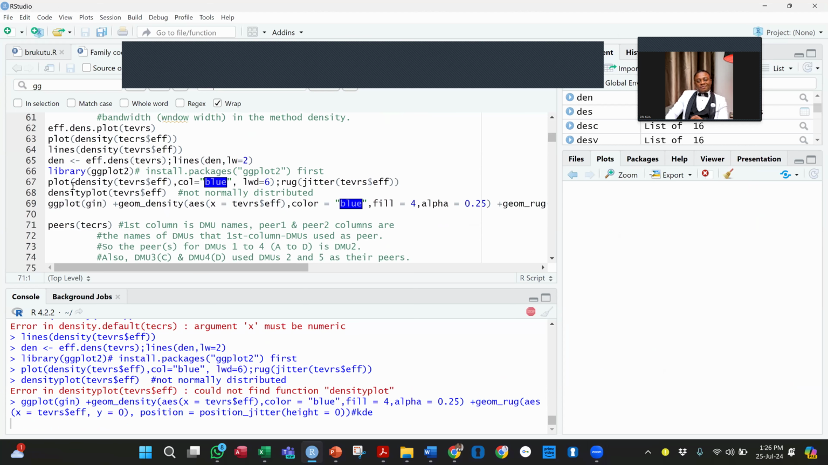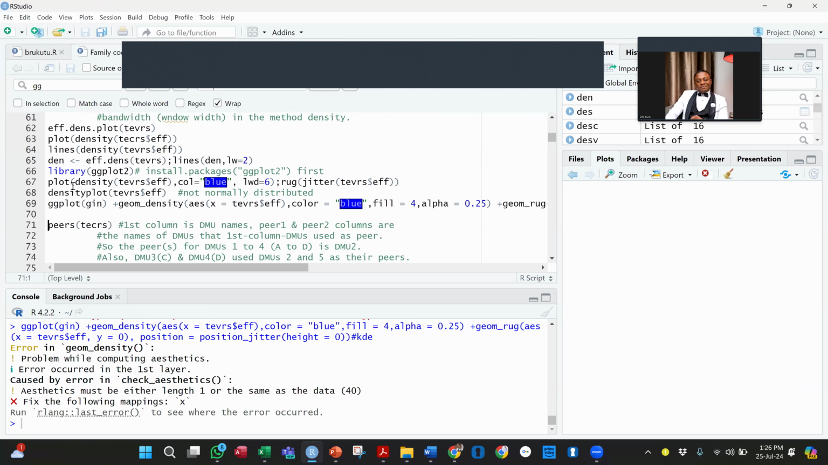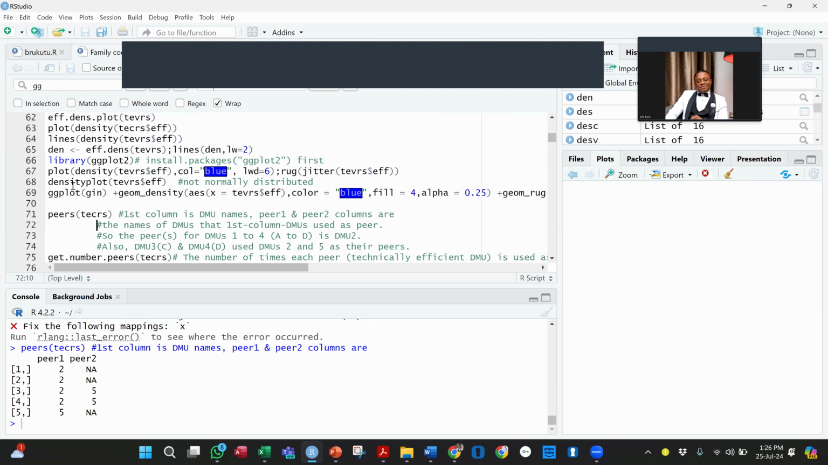Then we can also show most of these things regarding the density. We can show the peers. So when you look at this result here, you have the peers for DME1. You can see that it used DME2 as its peer. Remember, DME2 is efficient and 5 is also efficient. So it used DME2 as efficient. That was the only one. DME2 used itself as an efficient. There was no second one.